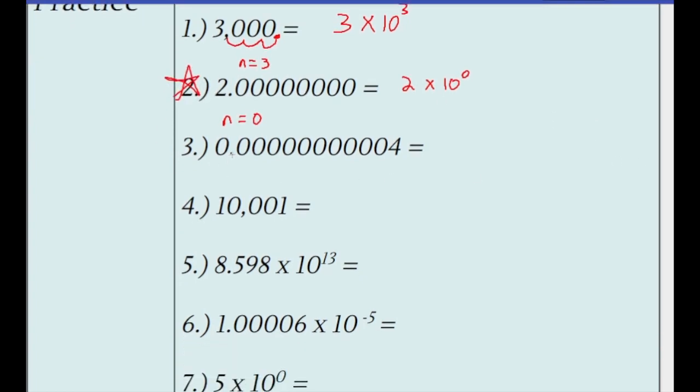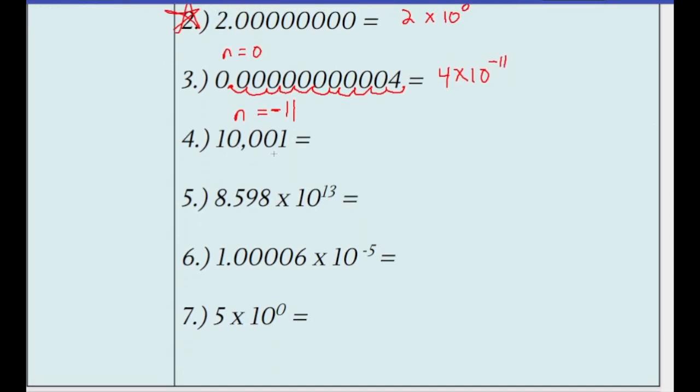Number 3, take our decimal, move it to the right. 1, 2, 3, 4, 5, 6, 7, 8, 9, 10, 11. So this time our n value is 11, but because we moved it to the right, it is negative 11. Go ahead and write my number 4 times 10 to the n is negative 11.